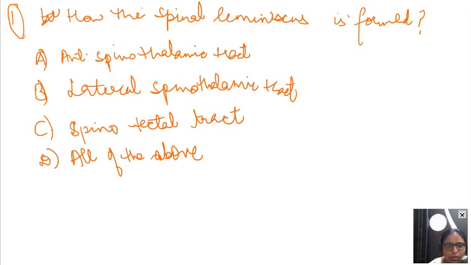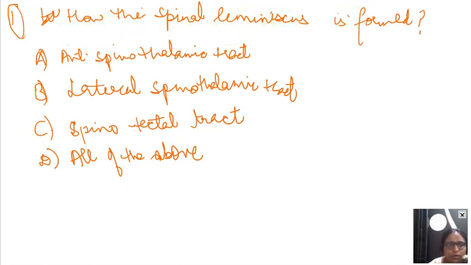So today we will study the anatomy and physiology of the spinal cord, part 5, and we will see how the descending tracts are formed. Before proceeding to the next thing, we will discuss the question which I had given you earlier. I had not received any comment yet, so please solve this question so that I come to know that you are learning. So let's discuss how the spinal lemniscus is formed.